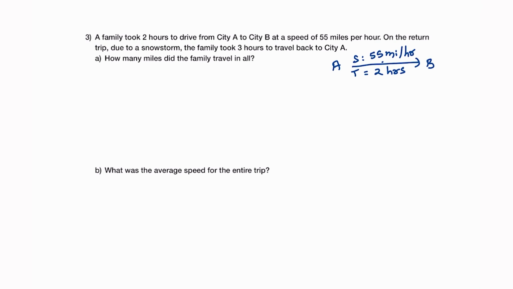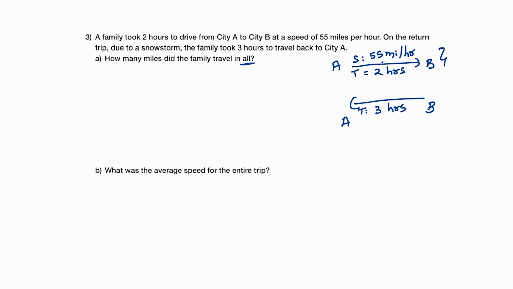On the return trip, due to a snowstorm, the family took 3 hours to travel back to city A. So on the return trip from B to A, it takes 3 hours. We don't know the speed. Do we know the distance? No. So let's see what we are supposed to do. How many miles did the family travel in all? In all meaning what? A to B and B to A. Both we have to do.